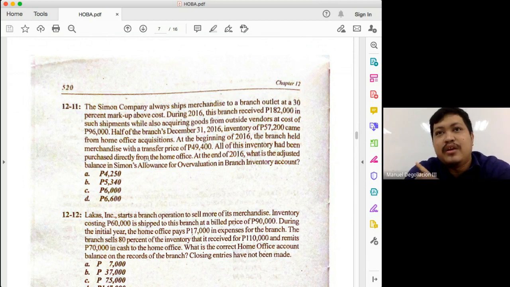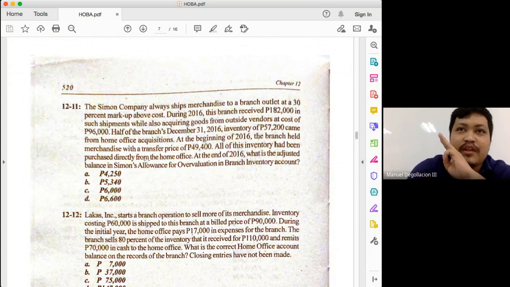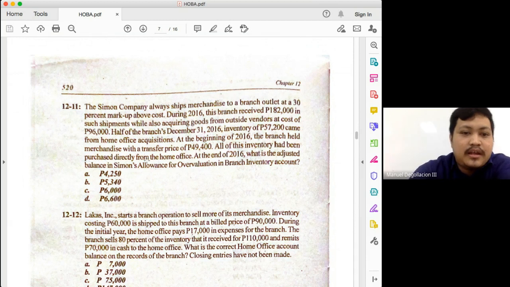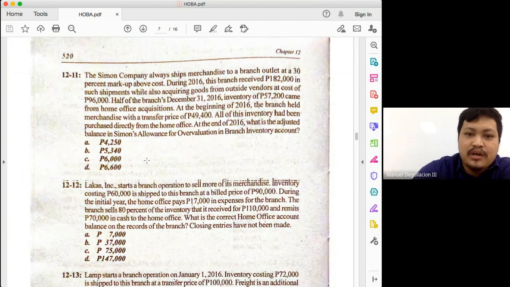Okay, so again, possible questions. How much is the true cost of branch inventory? That is the same as how much is the cost of the inventory as far as the home office is concerned. How much of the inventory of the branch will be included in the inventory of the company as a whole. If it's from the perspective of the home office, or the company as a whole, then you're asked for the true cost of the inventory of the branch. Okay, so please remember those concepts. Let's proceed to problem 12-12.